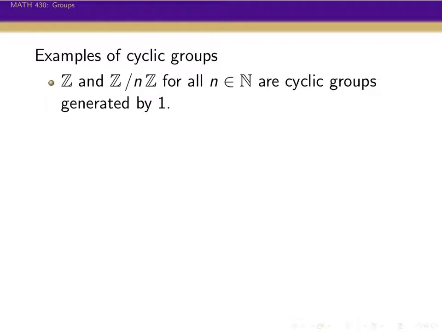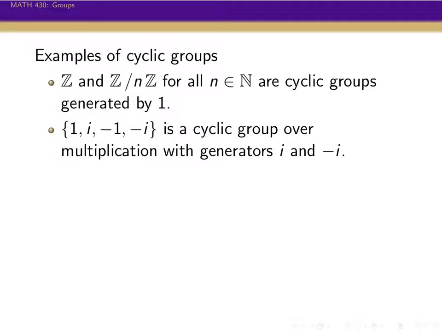Okay, so let's talk about some examples of cyclic groups. A lot of these we've already seen, we're just applying the name to them now. The integers, we talked about in the last video, are generated by 1. So that means that they are cyclic. But also Z mod nZ for any natural number n is also a cyclic group over addition generated by 1.